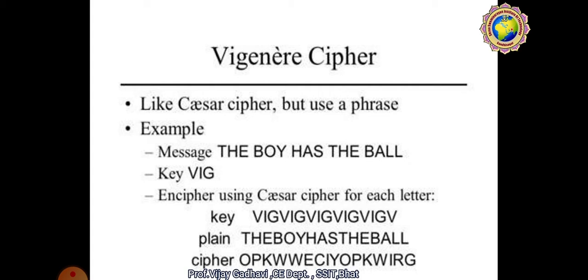Key is VIG, and plain text is the boy. You are seeing here the text, and the ciphertext is OPK WWECIYO. This is a Vigenère cipher. This is nothing but a simple conversion of plain text to ciphertext. This is a simple understanding.